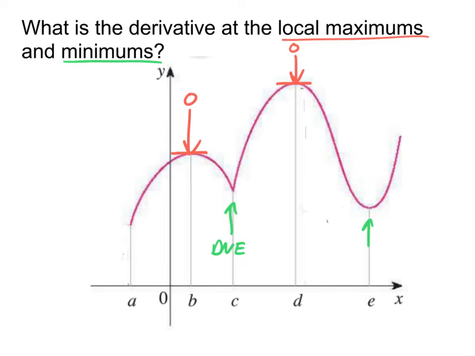All right, what about point E? What is the derivative at E? Well, there it is differentiable. It would be a horizontal slope there. And so there our slope is 0.